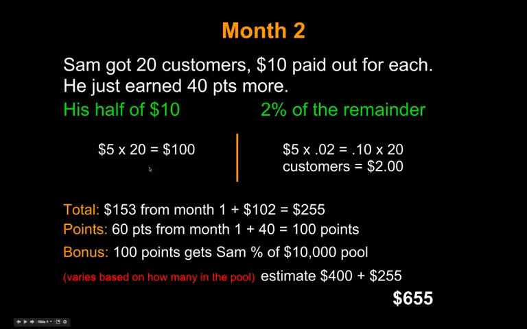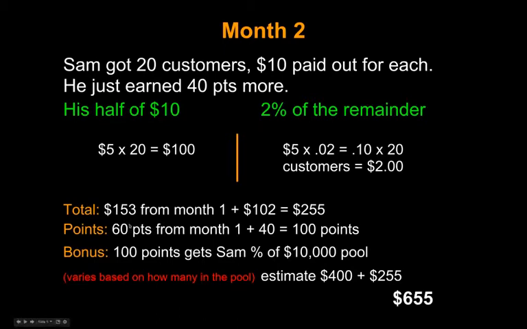Times the 20, that's the 20 customers. That's $100 more this month that he earned. And then, like I said, the 2% of the remaining $5 is what you get a portion of, and that's $2. So you earned $102 this month. Now, this is where the magic starts to happen.